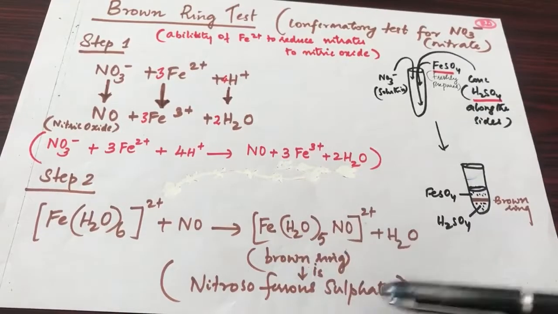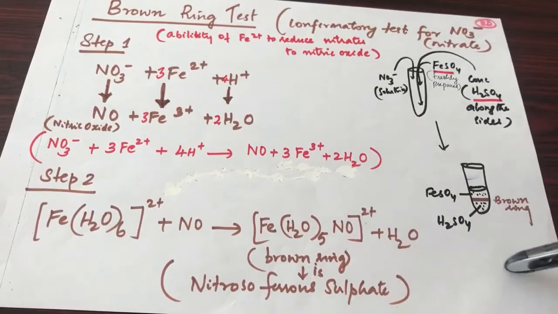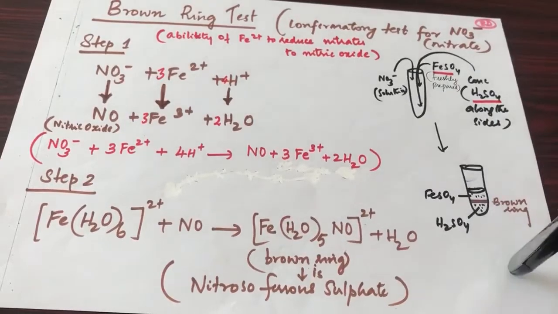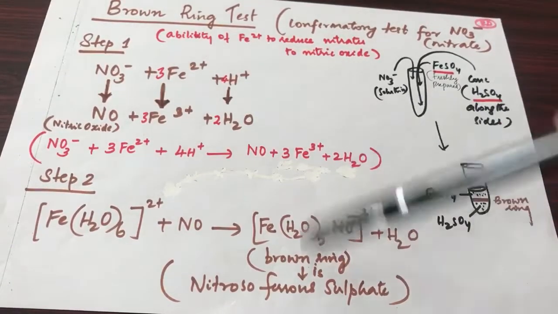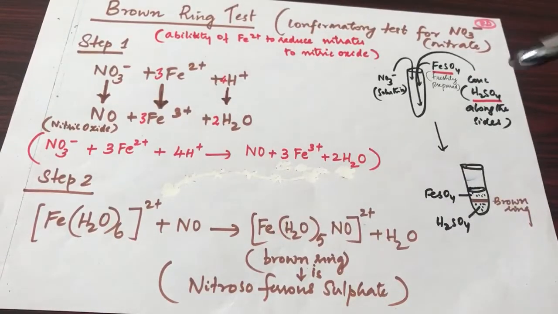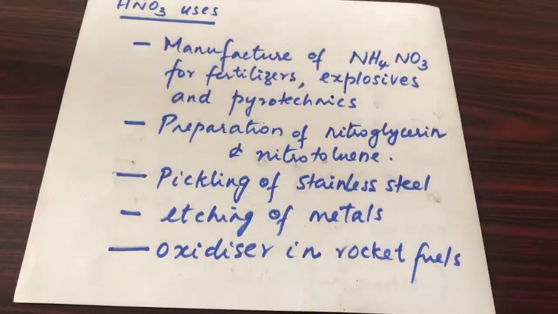Your teacher will be telling you about this brown ring test and how it is conducted. But at that time, do remember that this is how we have studied the brown ring test and what that brown ring is that is being formed. I hope you understood. Okay, thank you. Now let's talk about the uses of HNO3, which we can't just ignore.